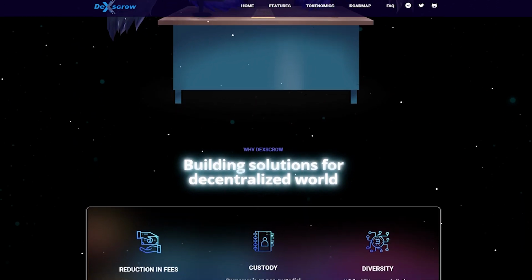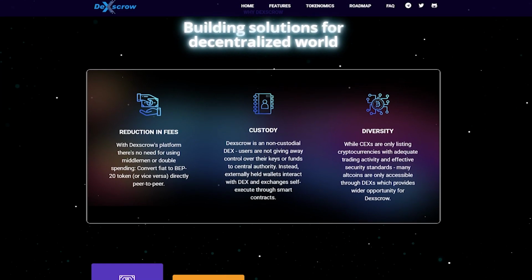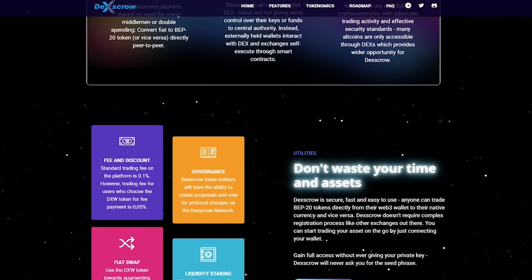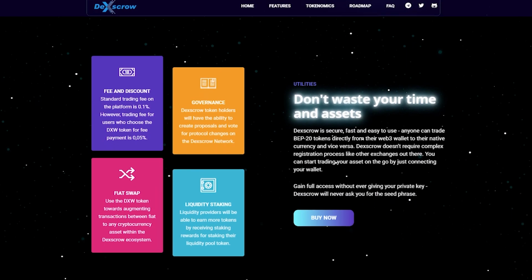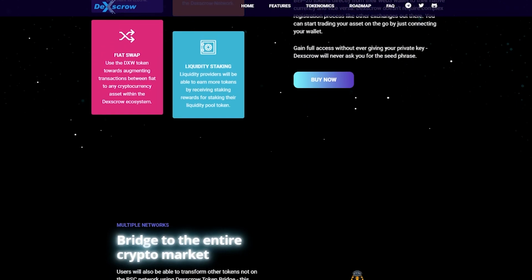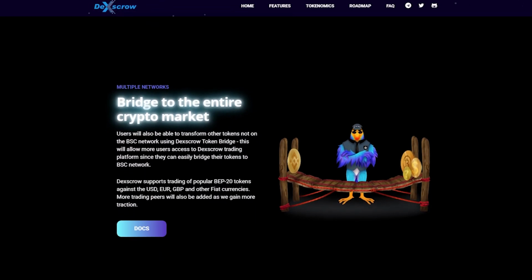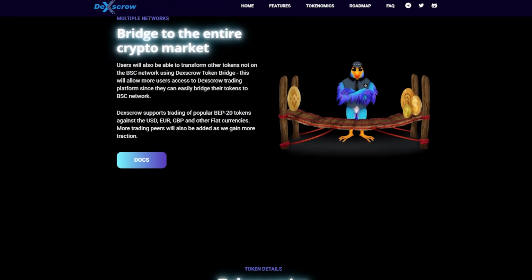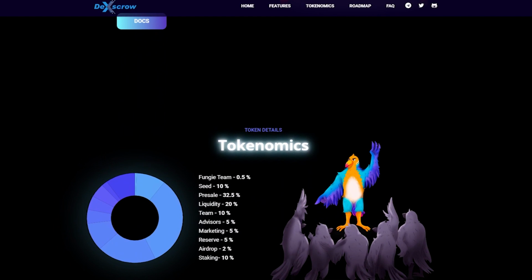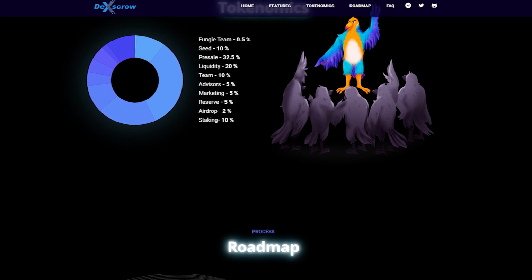First, a decentralized peer-to-peer crypto fiat trading platform. Dexscrow is the first P2P decentralized crypto fiat trading platform, with a very low transaction fee. Dexscrow makes it fast, secure, and easy to trade your BEP20 tokens to fiat or vice versa. Dexscrow supports the trading of popular BEP20 tokens against the USD, EUR, GBP, and other fiat currencies. More trading pairs will also be added as we gain more traction.